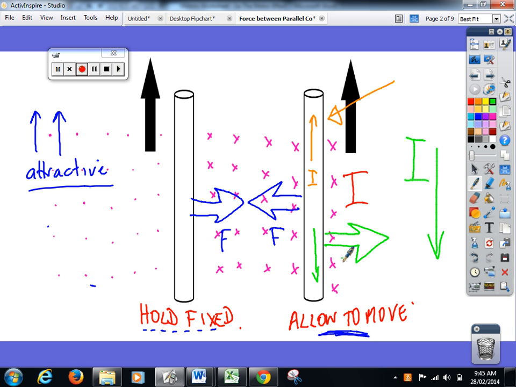Okay? Using Newton's third law again and allowing both to be moved. If you push to the right, then you must be pushing off something. So therefore this would also be pushed away. Okay? So to the right, yeah. So if they are running in opposite directions, so one up and one down, we get a repulsive force.